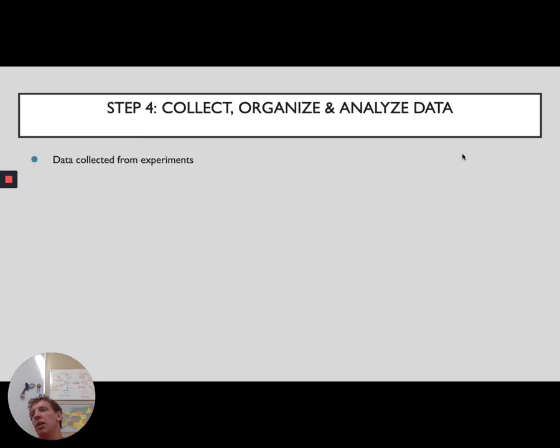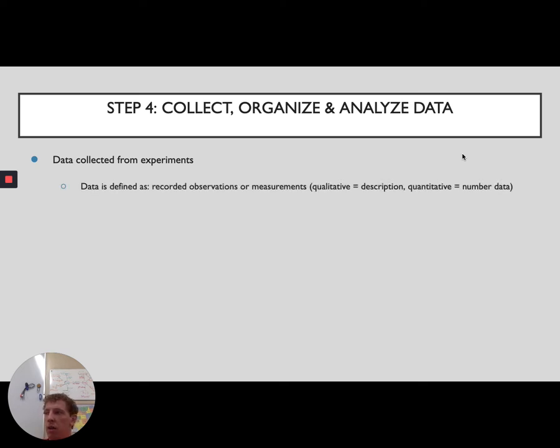Step 4 is to collect, organize, and analyze the data. So data collected from the experiment is all put together. It's defined as recorded observations or measurements. There are two types of data. There's qualitative, which is descriptive. This could be as easy as my whiteboard is white. That's qualitative, the quality of the whiteboard. Hopefully I don't have a green whiteboard. That'd be a little bad quality. So, yeah, that is qualitative.